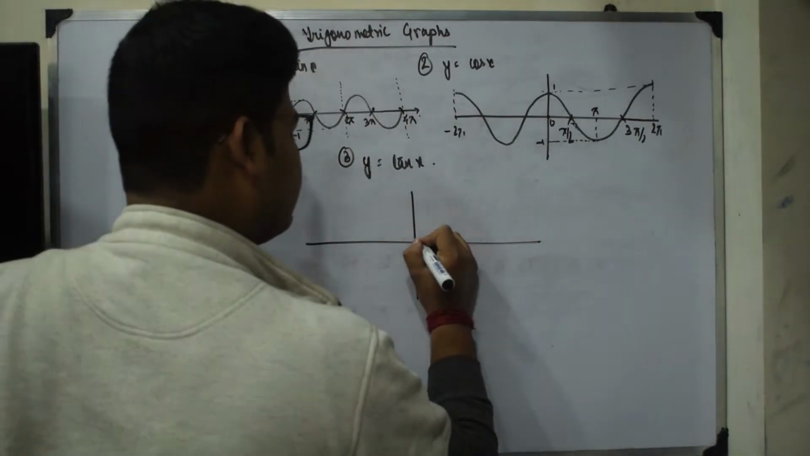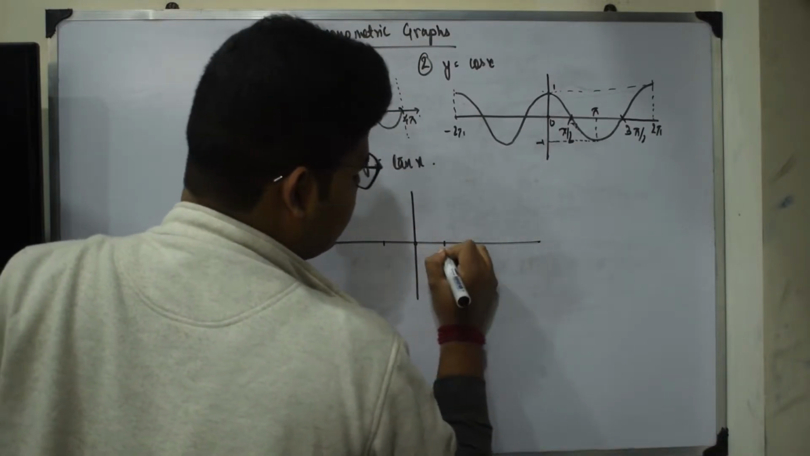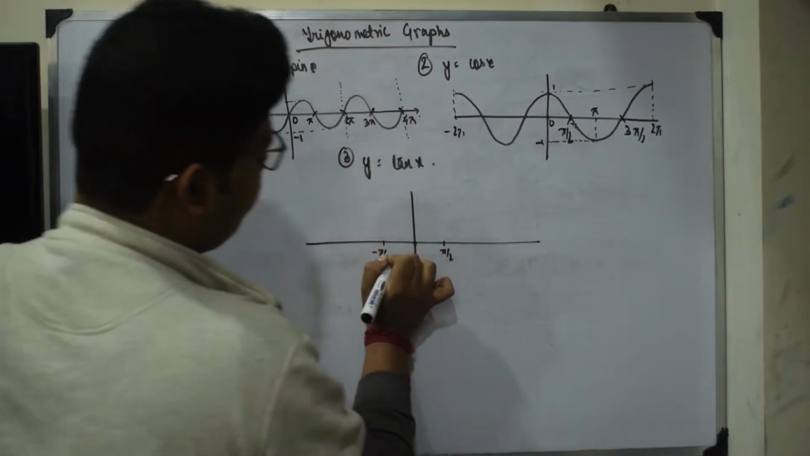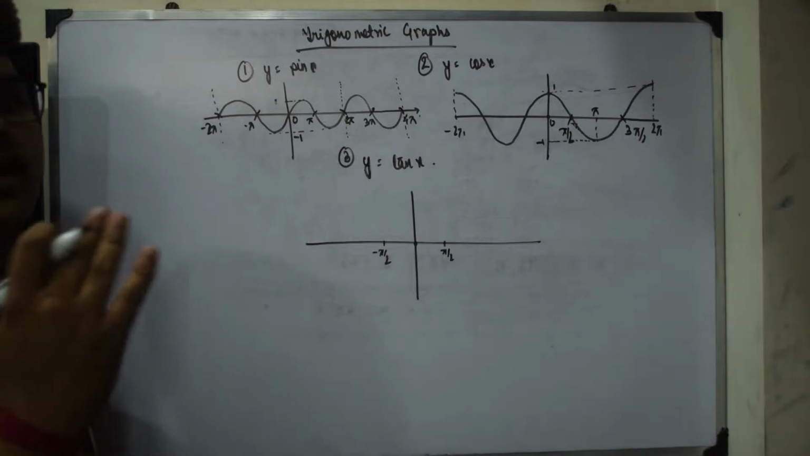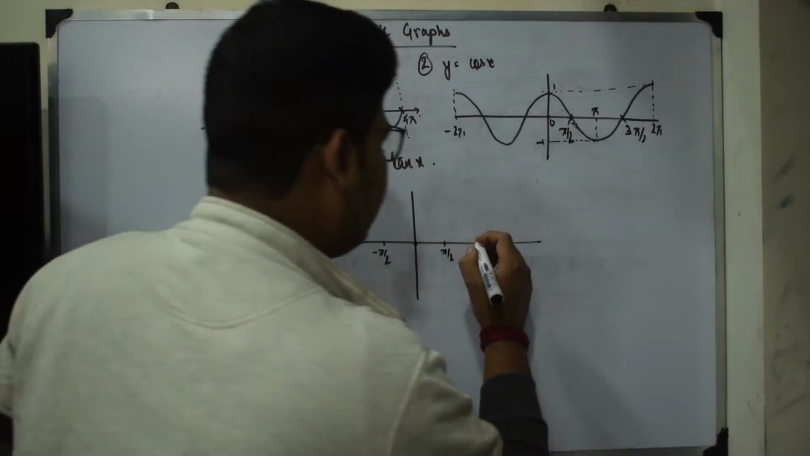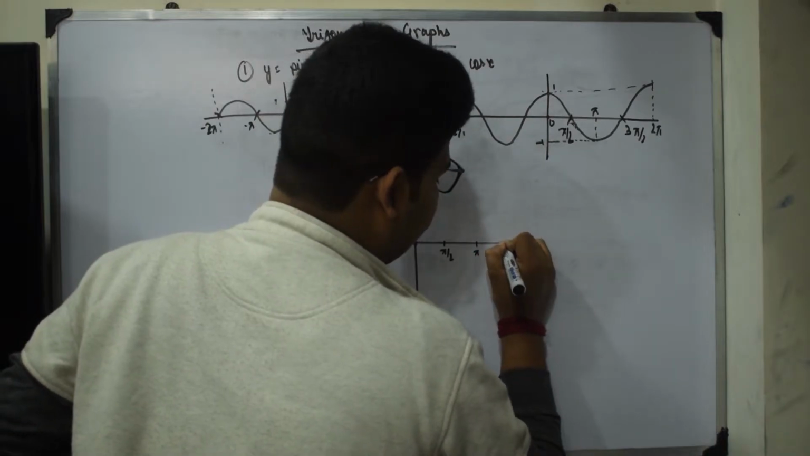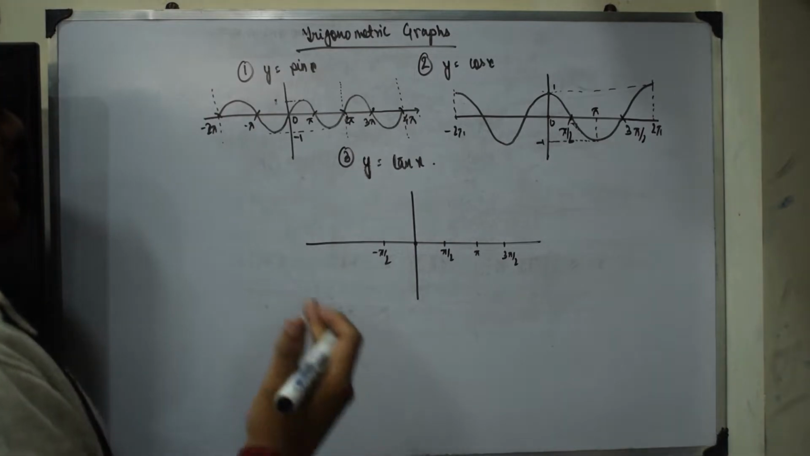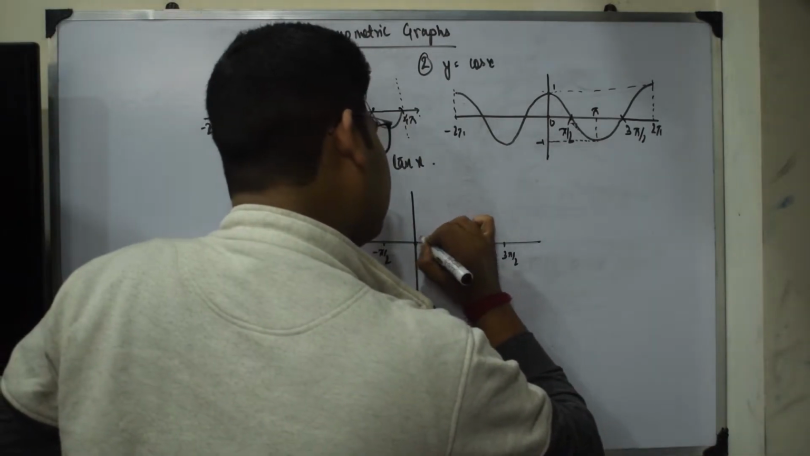Tan of 0 is 0. Now comes pi by 2 and minus pi by 2. Tan of pi by 2 is called undefined. Basically the graph tends to infinity, whereas tan pi is again 0, and tan 3 pi by 2 is again tending to infinity. So the curve goes like this, it increases.